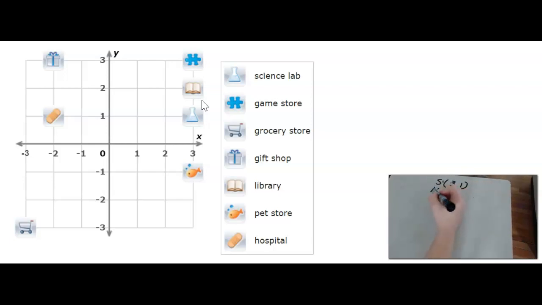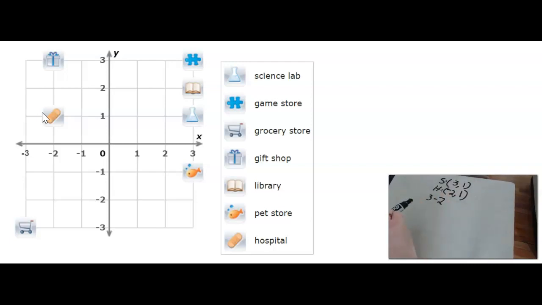We know that those coordinates are 3, 1, right? But then the hospital's coordinates, the x-coordinate is different because we move to the left. So that would be -2. But again, we just went up 1, so our y-coordinate is actually the same. So for this one, we would be finding the difference in the x-coordinates. So that would be 3 minus -2.